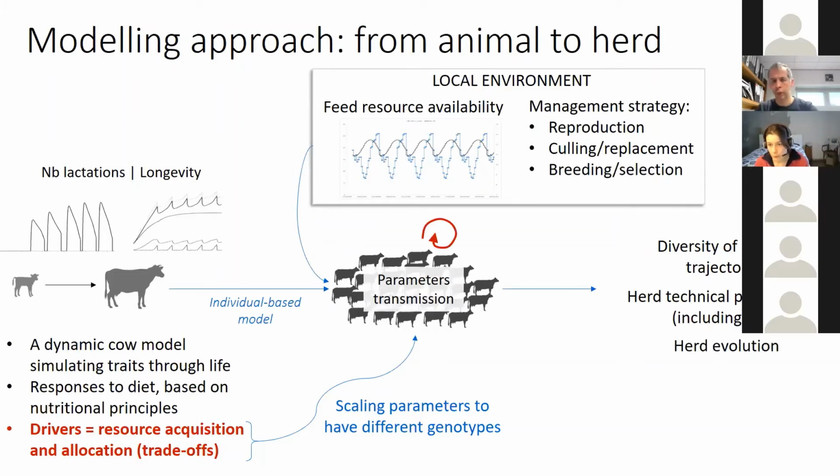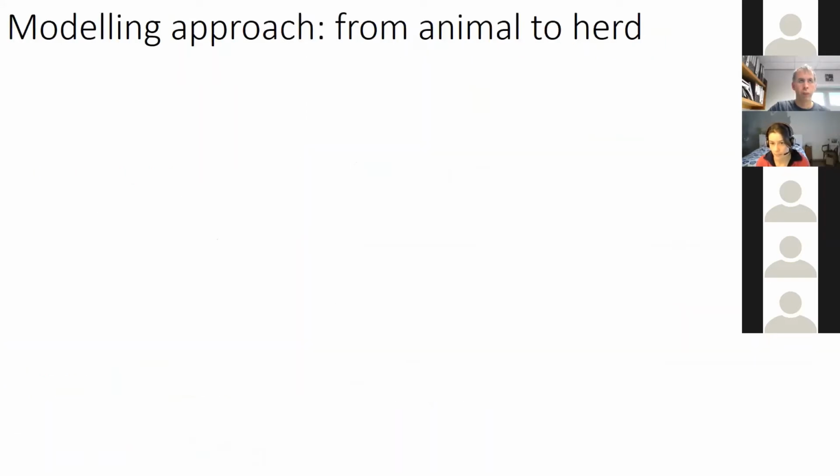We are currently working with Work Package 5, so Morten and colleagues, to refine the way we will represent breeding and selection within the herd. We also want to have an evolving herd, where the parameters related to acquisition and allocation of resources are transmitted through generations, and this way we can really see where the individuals within the herd are going.